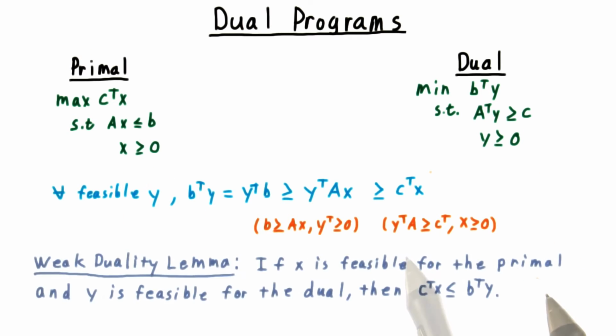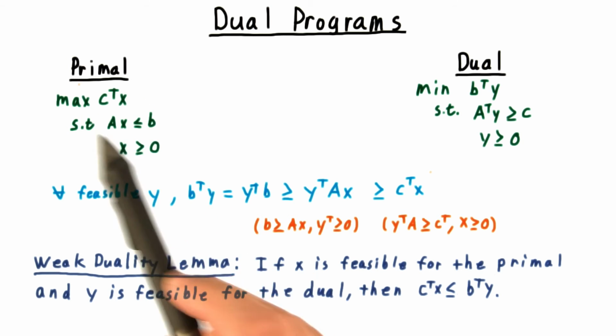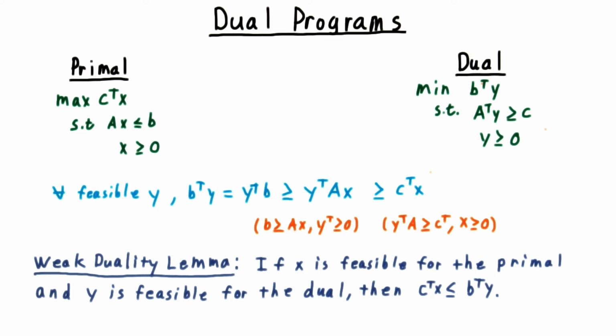In fact, we just proved the weak duality lemma, which states that if x is feasible for the primal and y is feasible for the dual, then c transpose x is at most b transpose y. That is to say, the value of the primal is at most the value of the dual. And this makes sense because we built the dual as essentially an upper bound on the primal.